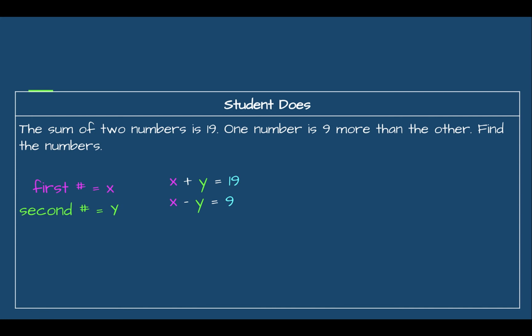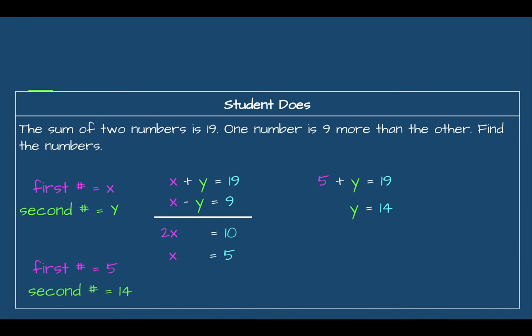It says one number is 9 more than the other. That is still a subtraction problem because let's say you had 1 and 10. One of those numbers is 9 more, but in order to figure out that 9 more, you still had to subtract. So just because it said more than doesn't make it a plus. It's still x minus y. Then adding them, you should have got x equals 5. And plugging it back in, y was equal to 14. So your two numbers were 5 and 14.